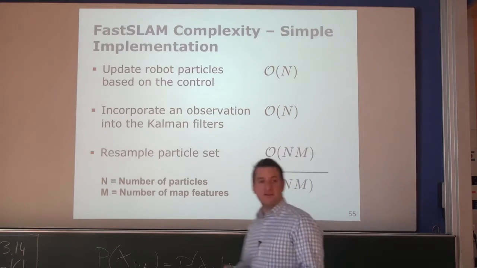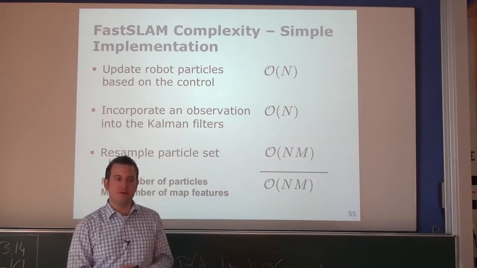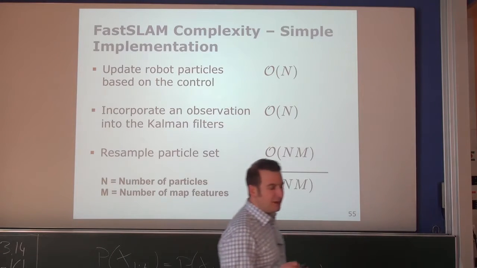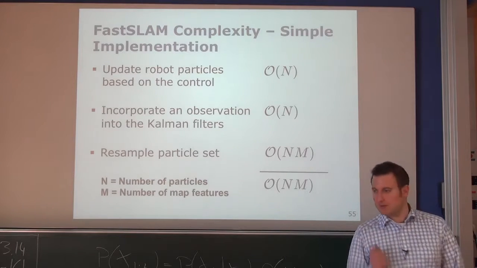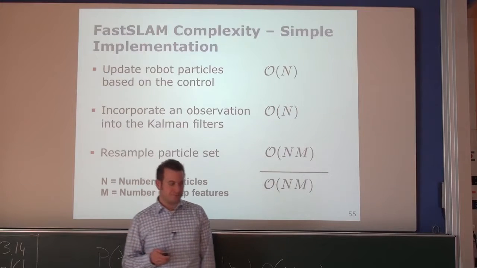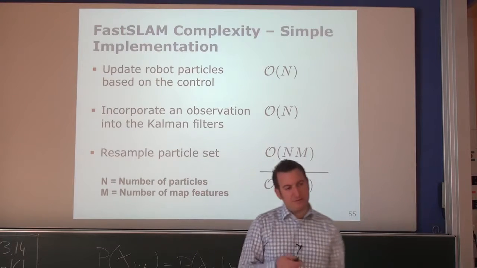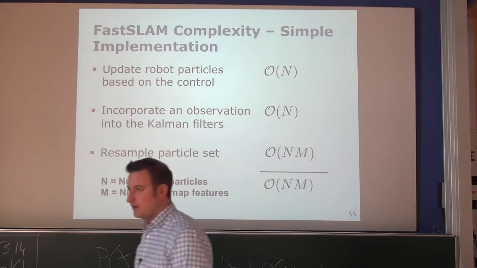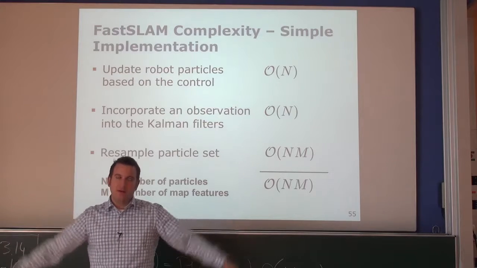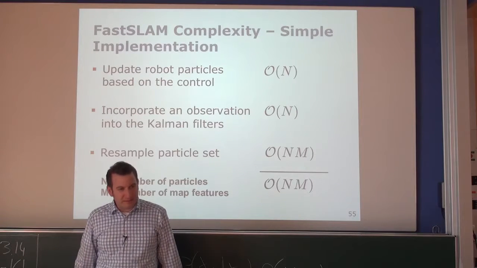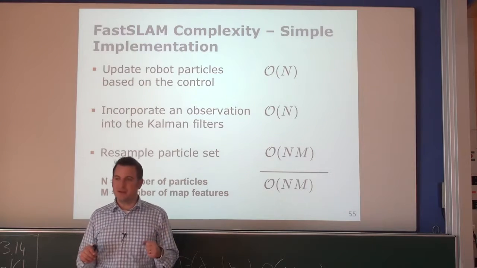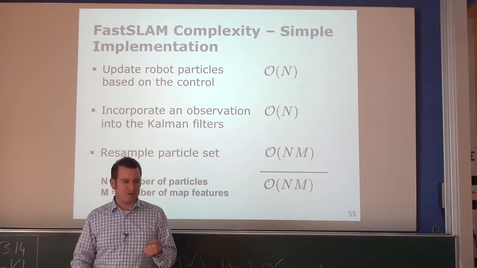Still, it's just linear in the number of landmarks, which is actually quite remarkable if you compare it to the EKF. But we can do better. We can do better not by changing the algorithm, but just by using a smarter data structure. Instead of every particle maintaining an array where it stores all the landmarks, I take a smart tree structure, a binary search tree, where particles can share landmarks.